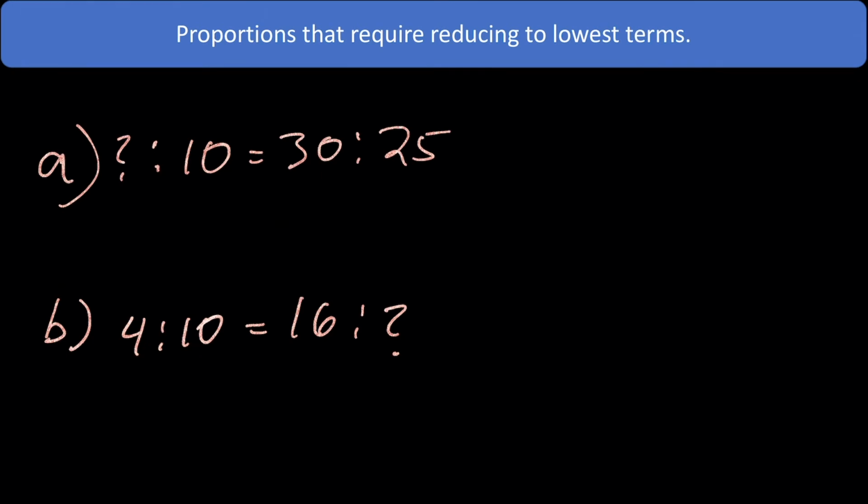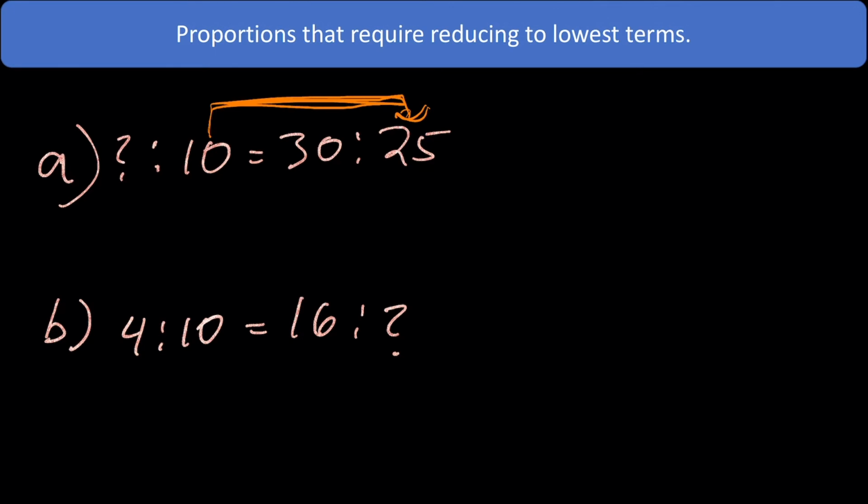All right, so proportions that require reducing to lowest terms. So why would we need to use the lowest terms? Well, if I'm going to compare these two, okay, I'm going to make sure that one will divide into the other evenly. And if I'm looking at this, 10 does not divide into 25 evenly. So the answer is no, it does not, right? So I would need to change this to lowest terms.